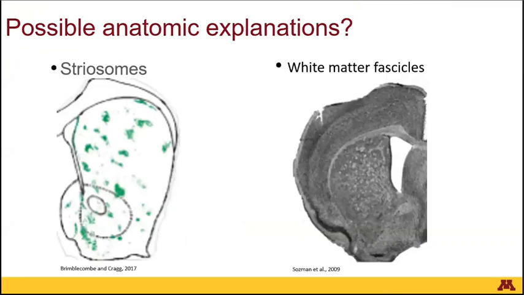So I next turned to some anatomical explanations. Two things that are larger in the dorsal medial striatum compared to the centrolateral are, 1, striosomes, and 2, white matter fascicles. Striosomes are compartments with different neurochemicals than the surrounding matrix, but they're pretty big. They're definitely bigger than the holes that I was seeing in EM48 staining. So I looked at white matter fascicles, which appear to be a better candidate based on size.